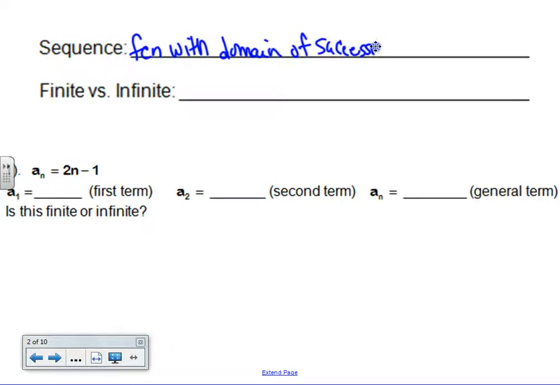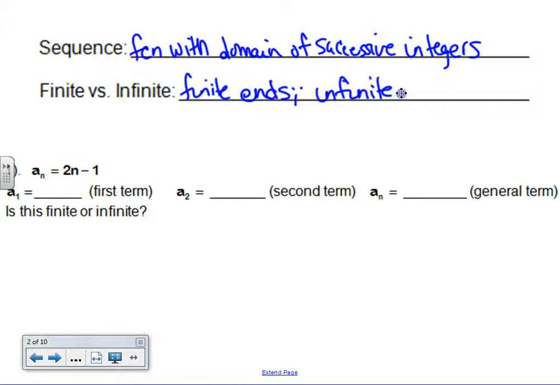Successive integers. So what that means is successive meaning one right after another, and integers meaning positive and negative whole numbers. And finite versus infinite is exactly what you think. A finite sequence will end, and infinite will not. And we'll see examples of these coming up.